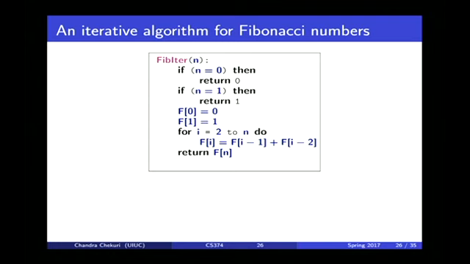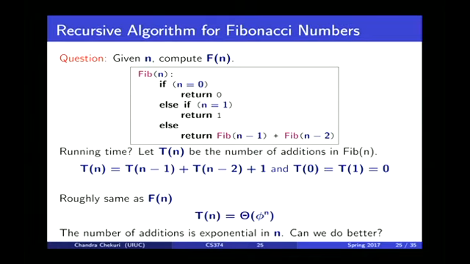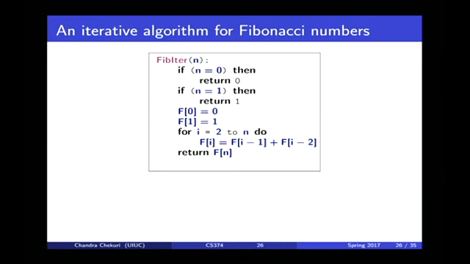I compute Fibonacci of 2, 3, 4, 5, 6, 7, 8, all the way till I reach n. How long will this take? N time, right? So why is my recursion taking exponential time and this simple algorithm taking n time? What is my recursion doing?